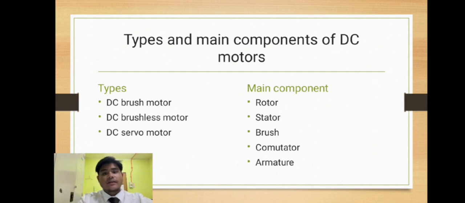So next, let's look at the types and main components of DC motor. The types of DC motor are DC brush motor, DC brushless motor and DC servo motor. The main component parts are rotor, stator, brush, commutator and armature.